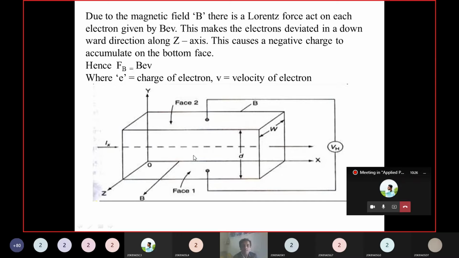Okay, so what is the force here? F equals BeV, that is the force on a charge particle due to the magnetic field. Here B is the applied magnetic field, e is the charge of the charge carrier, either electron or hole, and v is the velocity of the charge particle. If it is an electron, it is the velocity of the electron; if it is a hole, it is the velocity of the hole. F equals BeV.